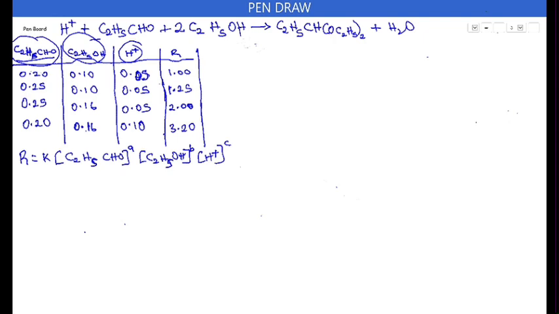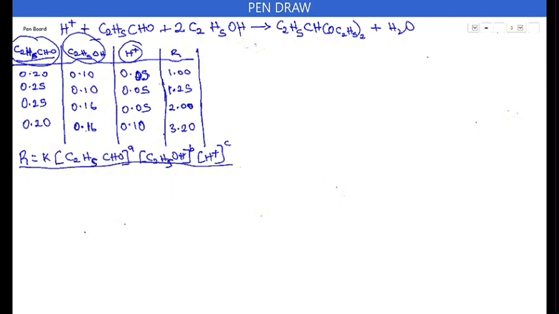Good. Now, rate law says that the rate of a chemical reaction is directly proportional to the concentration of each of the reactants raised to the power of their order, and this is what we have been able to derive. So we have R equals the rate constant k, the concentration of propanol raised to the power of the order, let's say the order is A, and the concentration of alcohol, which is ethanol, raised to the power B, and the concentration of H plus raised to the power of the order, which is C. So we want to get the values for A, B and C. We can get them one after the other.